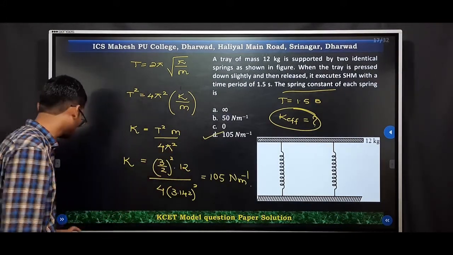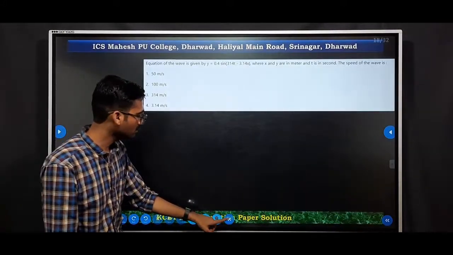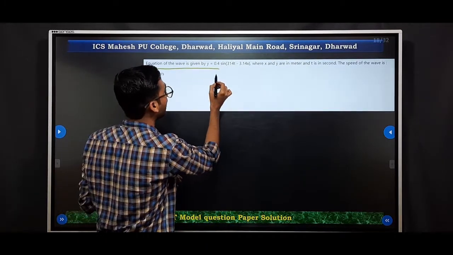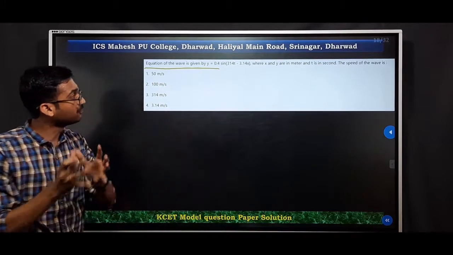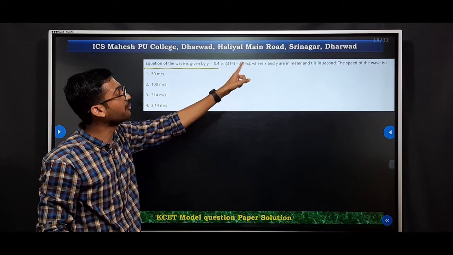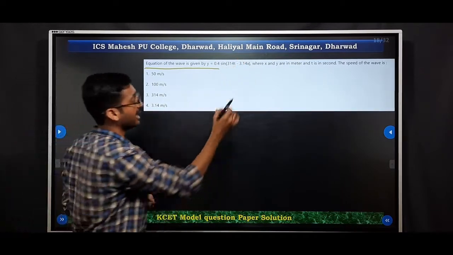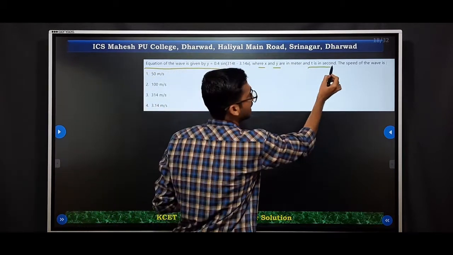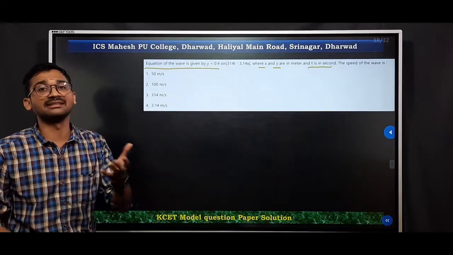Moving on to the next one. The equation of the wave is given by y is equal to 0.4 sine of (314t minus 3.14x), where x and y are in meters and t is in seconds. The speed of the wave is what they are asking.